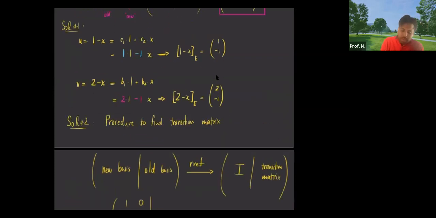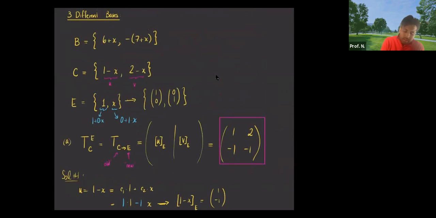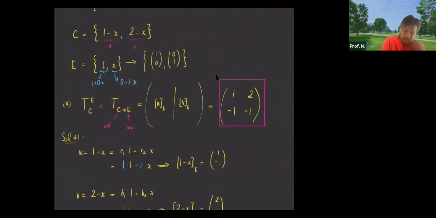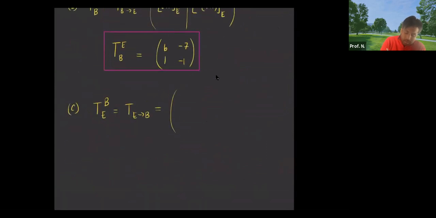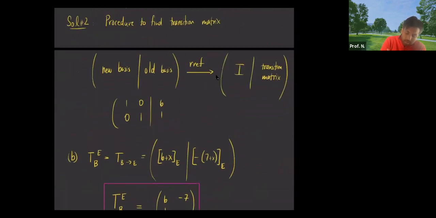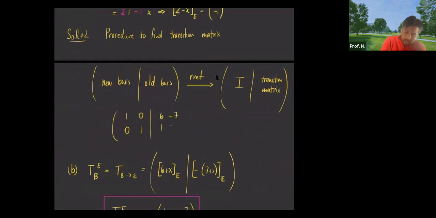And then what's my old basis? Same idea, right? My old basis here is B, which is (6, 1) and then (-7, -1). But if you notice, I don't need to do the row reduced echelon form. Why? Because the moment I did this, I immediately had the identity.